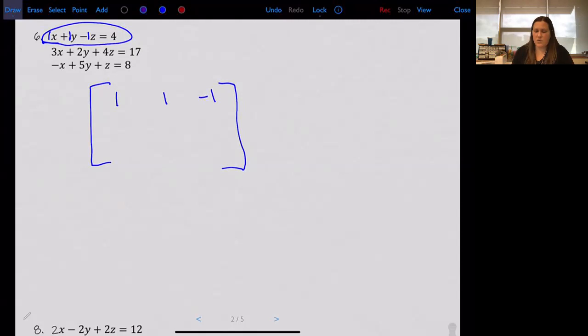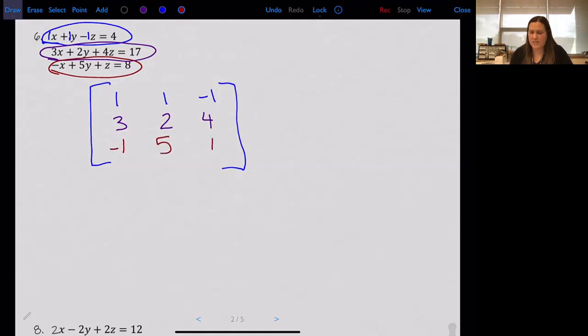Okay, if I go to my second equation right here, the coefficient in front of x is 3, in front of y is 2, in front of z is 4. And then if I do my last equation, in front of x would be a -1 just because it says -x. In front of y is 5, and in front of z is 1. Okay, so that's a matrix. That's a matrix of the left side where I have my equal signs. And notice this is a 3-by-3 matrix.